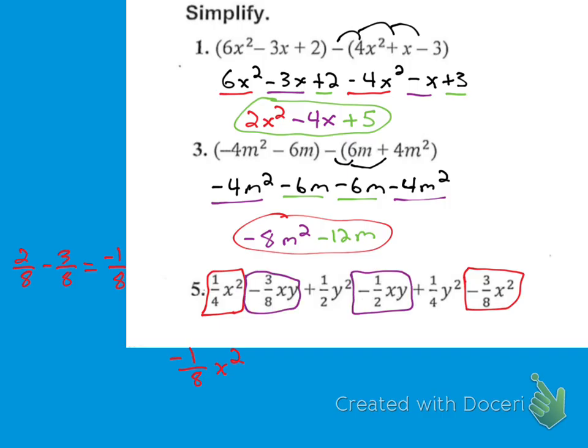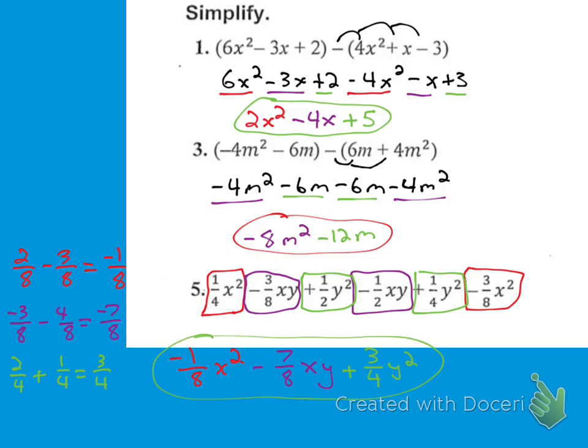Next, we've got xy's. We have a negative 3/8 xy, negative 1/2 xy. So we want to make 1/2 into 4/8, or negative 4/8. So we'll have negative 3/8 minus 4/8, which gives us negative 7/8 xy. Last, I'm doing y squared. 1/2 y squared plus 1/4 y squared. I'm going to make 1/2 into 2/4 plus 1/4, which gives me 3/4 y squared.